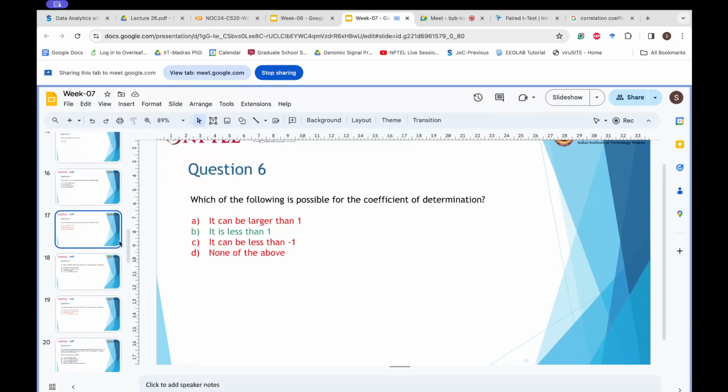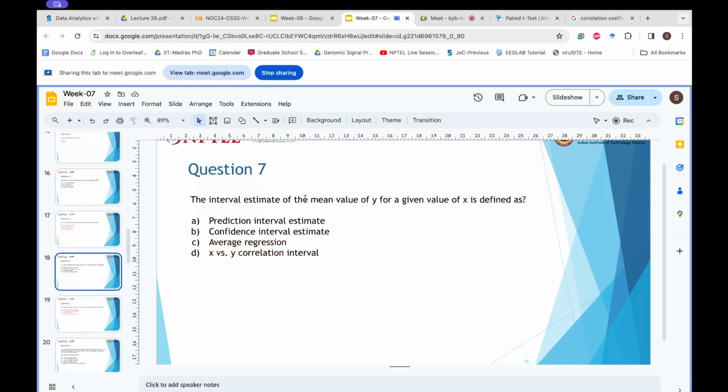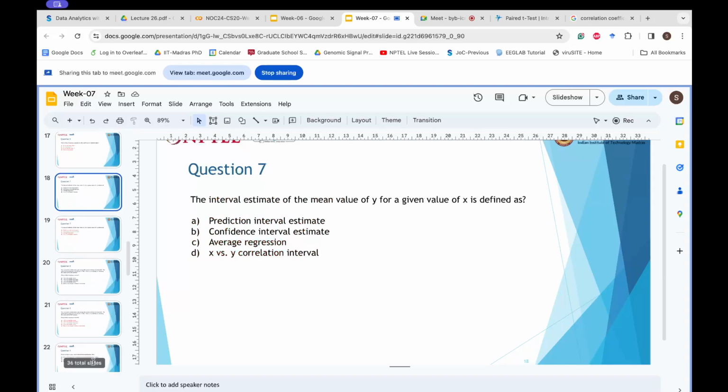So the answer over here is it is less than 1. The interval estimate of the mean, okay, this is not covered yet. We'll skip this question for the time being.